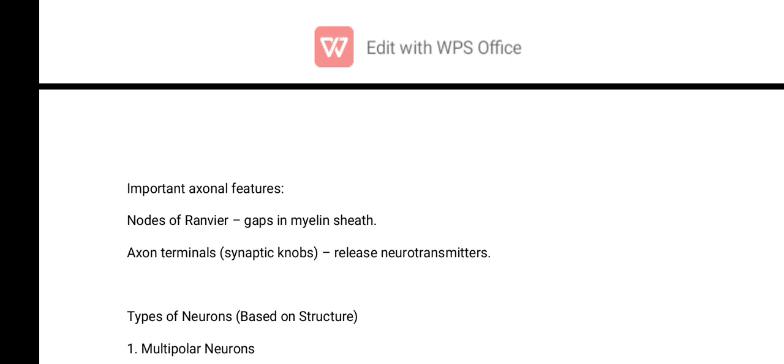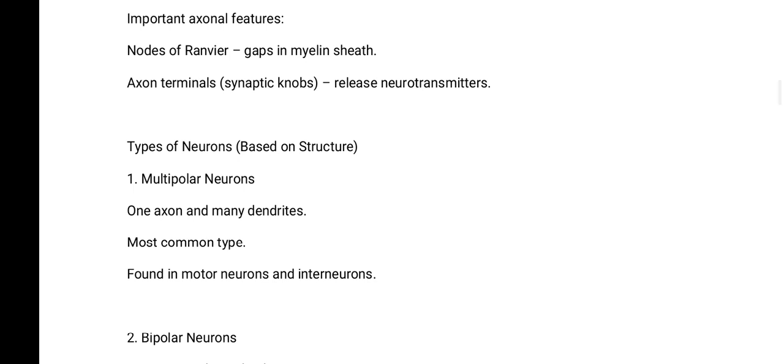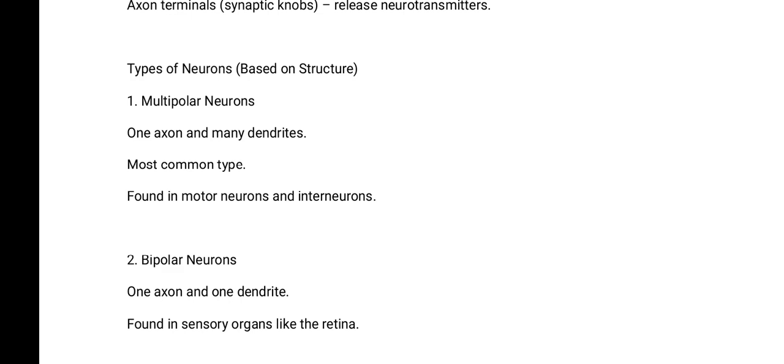So these axon terminals are the ones responsible for producing and releasing these neurotransmitters. Now, types of neurons. Based on structures, the types of neurons that we have are the multipolar neurons. When you hear multipolar, it means these neurons have one axon and many dendrites, and it's the most common type of neuron. They are mostly found in motor neurons and interneurons.